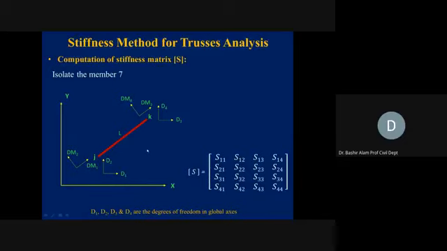Now, what will we do to generate or to compute these stiffness matrices? What we do is give a unit displacement in a specific direction, and we restrain the rest of the displacements in the structure. This was the basic concept. So what will we do now? We are generating the stiffness matrix in the local coordinate system.